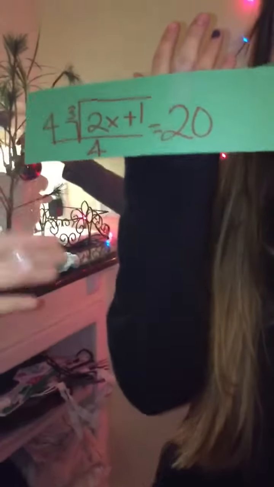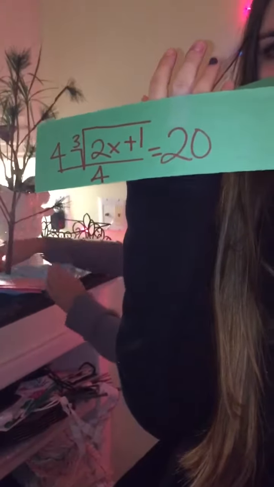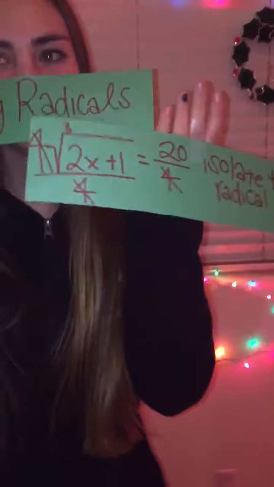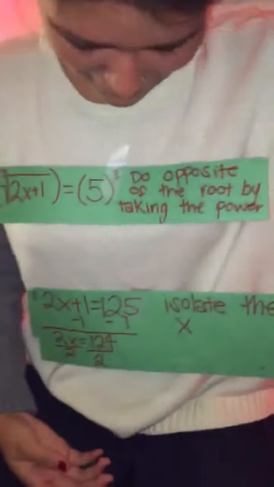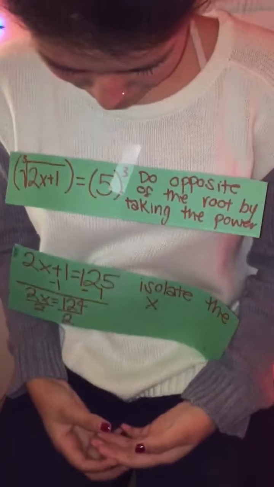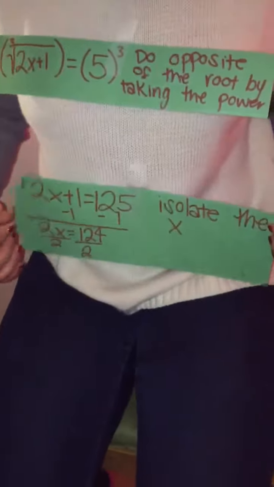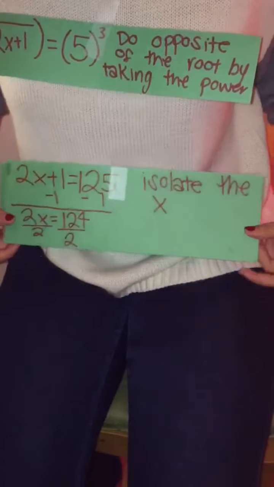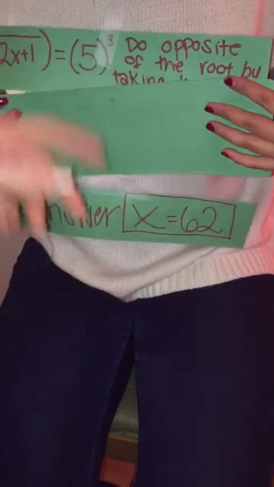Alright, solving radicals. Step 1, set up your problem. You have 4 next to this cubed root of x plus 1 over 4 equals 20. Your next step, you want to isolate the radical. Then next, you're going to do the opposite of the root by taking the power. Then, in this equation here, you're going to want to isolate the x. And for your final answer, you'll get x equals 62.